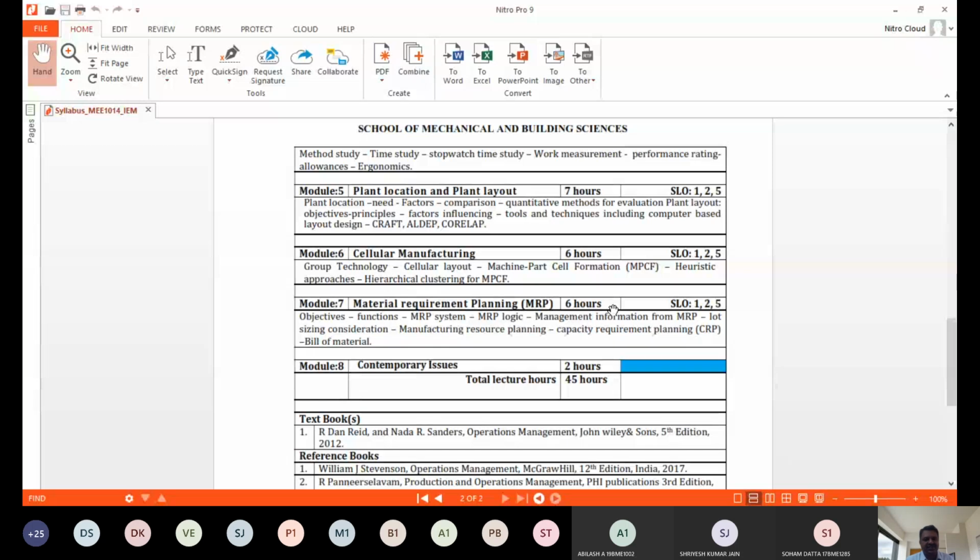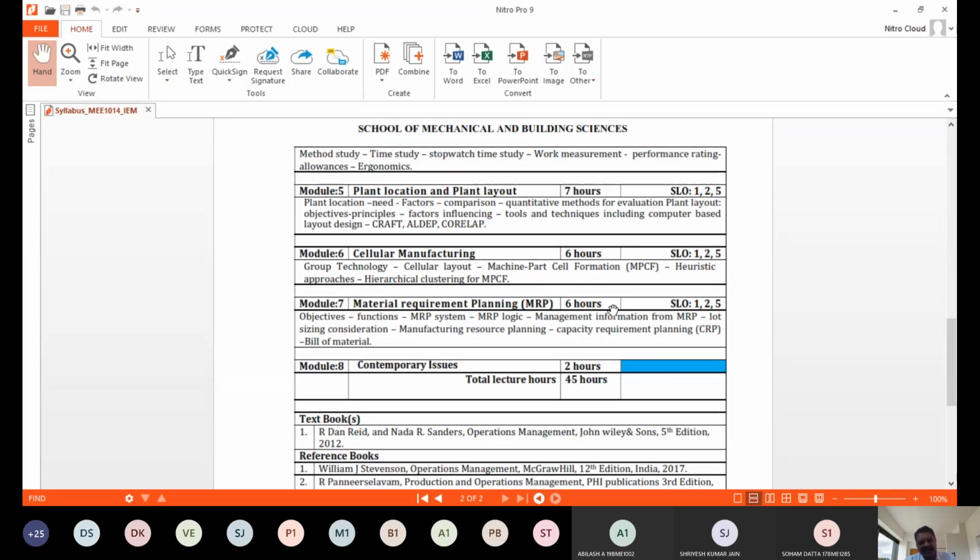My factory is fixed, I have started the manufacturing, people go on manufacturing. It is more than a year I have been running. Now how do I improve my performance? Group technology and cellular layout, machine part cell formation, that's a technique, then heuristic approaches. All this comes under your cellular manufacturing idea that we will learn in the 6th unit.